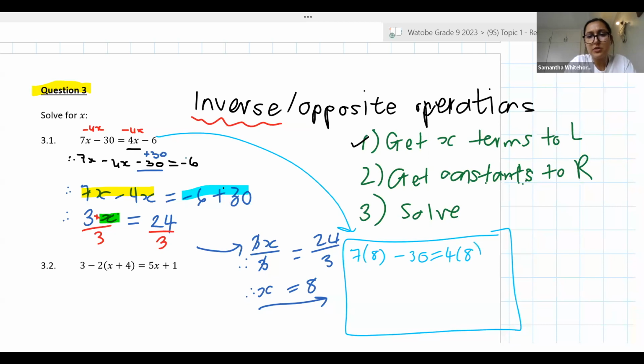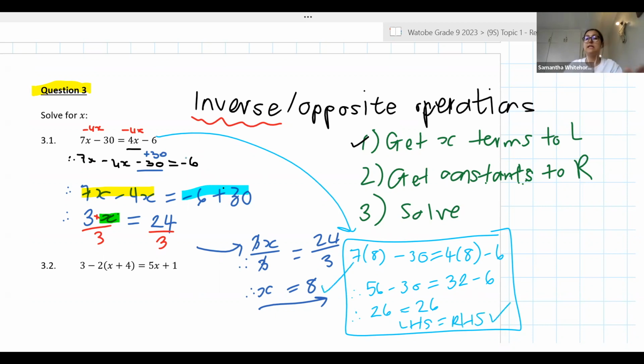So if I substitute that in, 7 times 8 is 56 minus 30. 4 times 8 is 32 minus 6. Now I want to check that the left is equal to the right. 56 minus 30 is 26. 32 minus 6 is 26. Because the left-hand side is equal to the right-hand side, the answer that I got of x equals 8 is correct. And so that is your check.